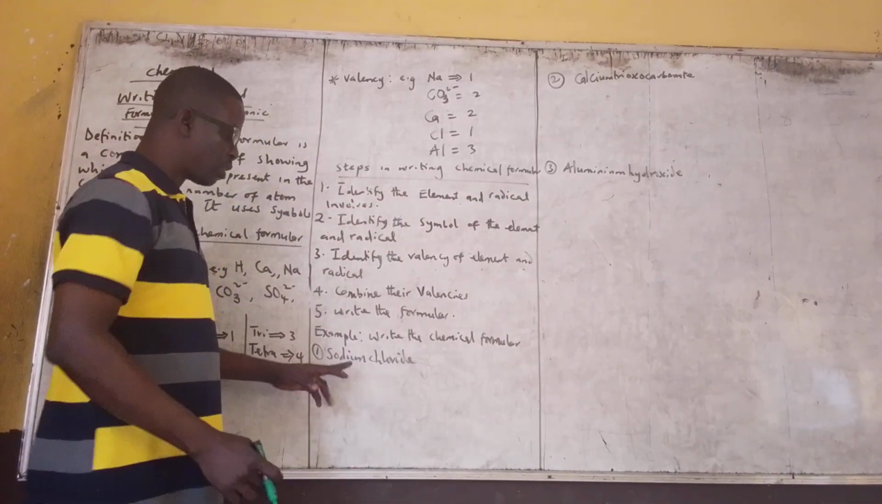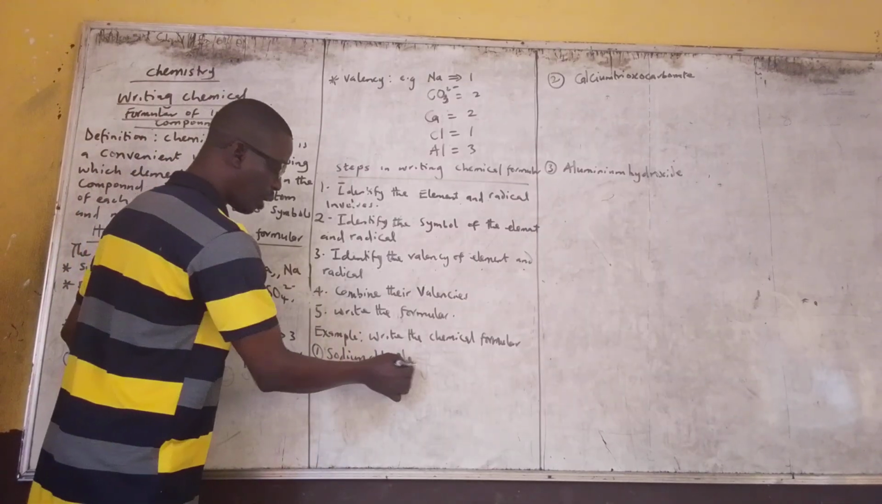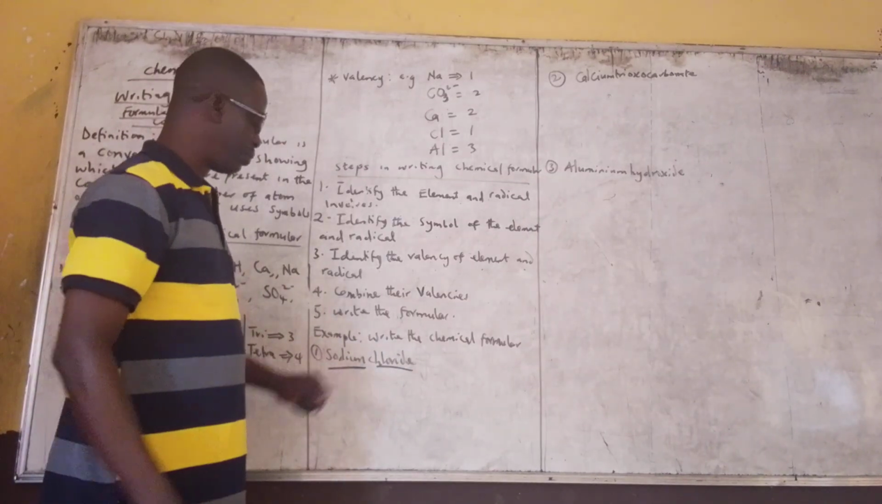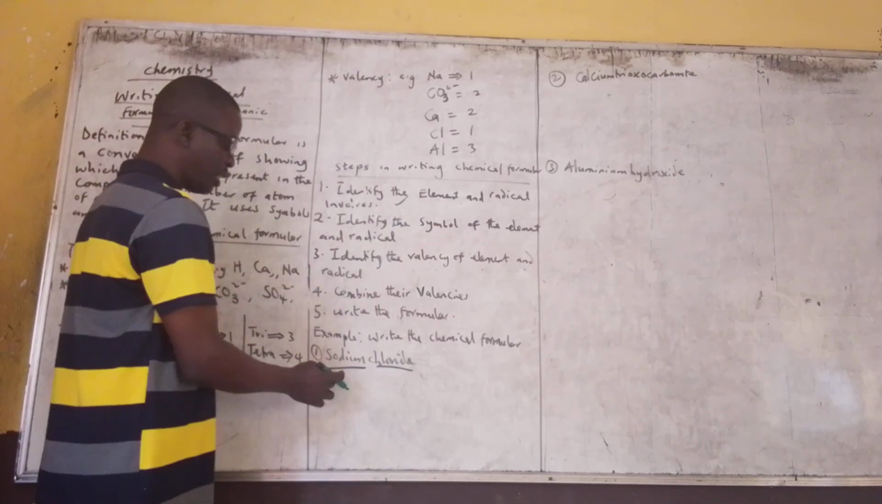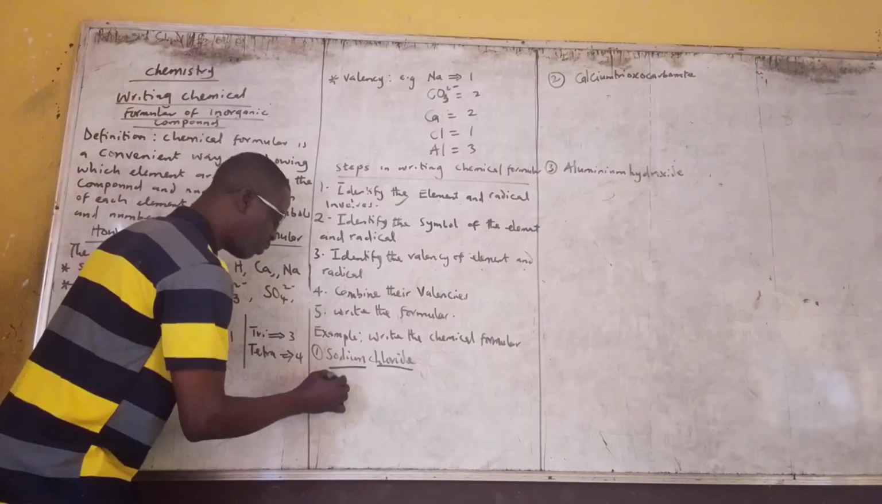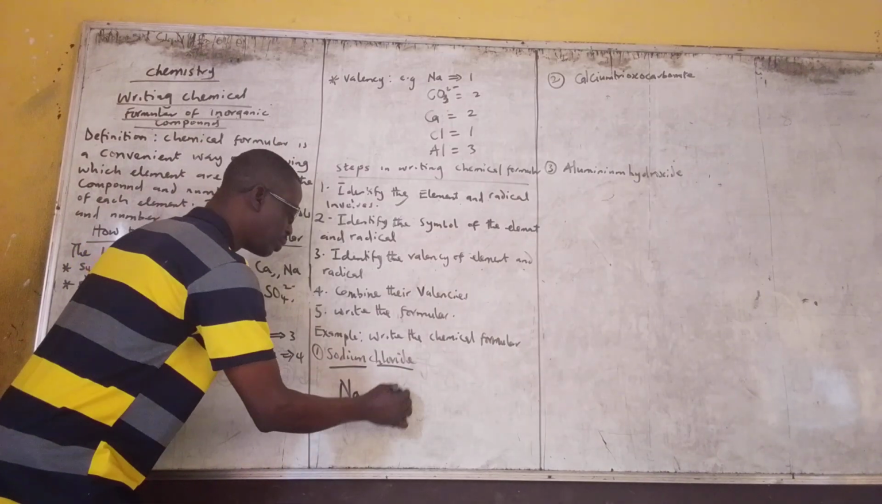In this one, let us identify the element. We have the sodium, we also have the chloride, which stands for chlorine. So the next thing is the symbol. What's the symbol of the element that has been identified? The symbol of sodium is Na, the symbol of chlorine is Cl.